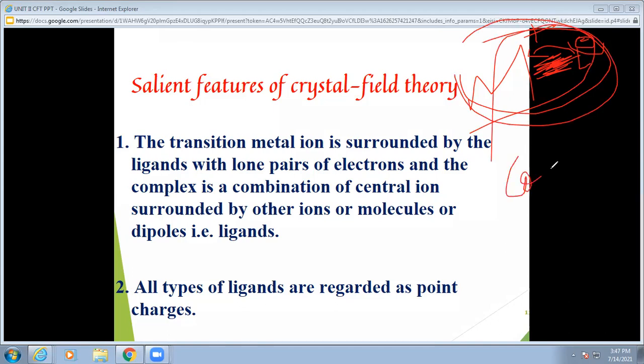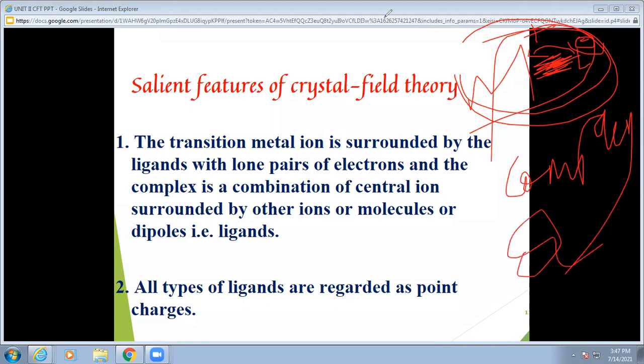This is called a complex compound, right?